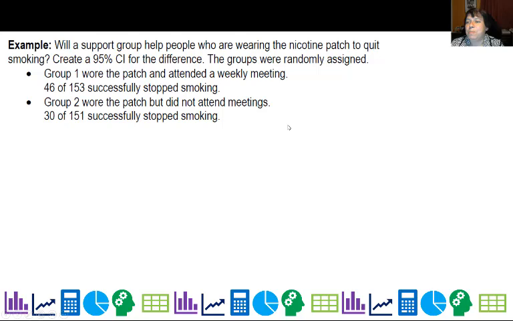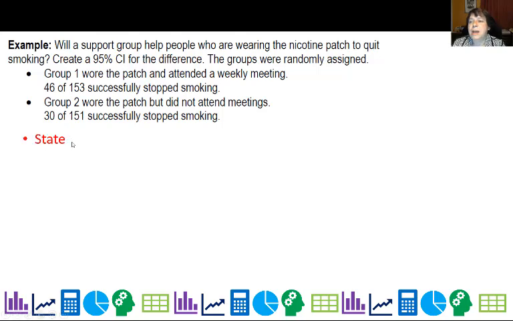One last example. We're going to go ahead and look at a support group. We're looking if a support group helps people who are wearing nicotine patches to quit smoking. So we're going to create a 95% confidence interval for the difference. And I have group 1 that wore the patch and attended weekly meetings. So that's a support group. And 46 out of 153 successfully stopped smoking. For group 2, they wore the patch, but they didn't do the support group. And 30 out of 151 successfully stopped smoking.